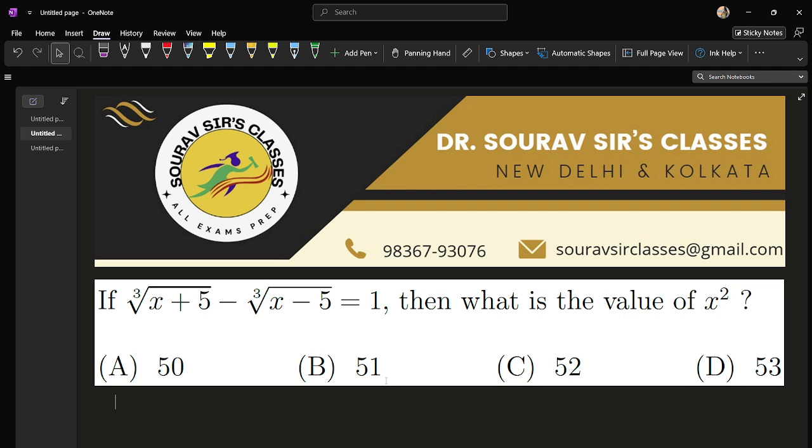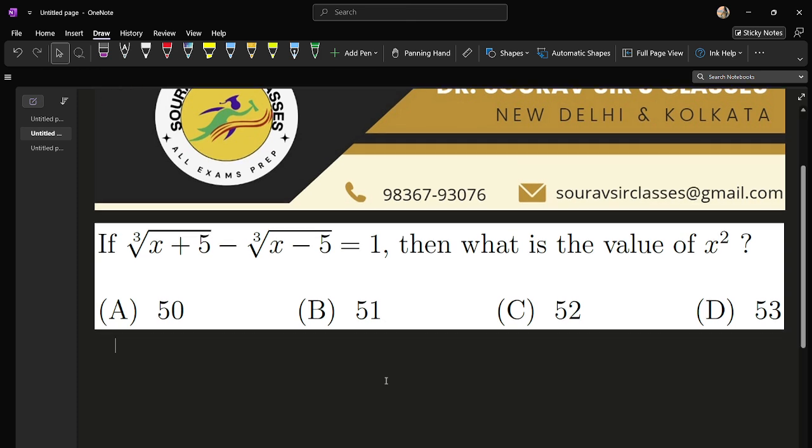Okay. So now we are going to solve a mathematical problem which appeared in the ISI MTech QROR 2024 in the MCQ section, and the question is telling us that if cube root of x plus 5 minus cube root of x minus 5 is equal to 1, then what is the value of x square? There are four options here: 50, 51, 52 and 53. Okay, so let me solve it.